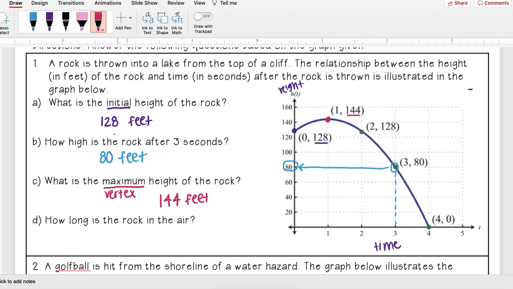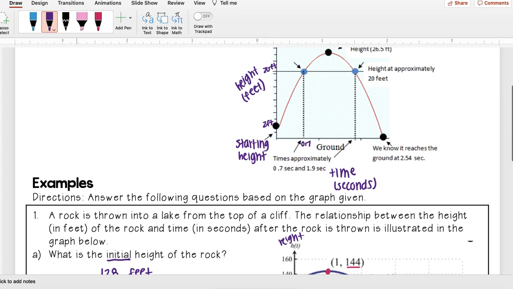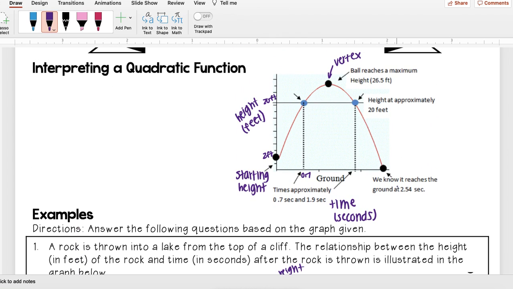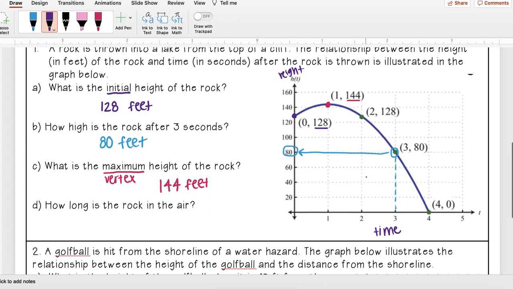Then the last question, I want to know how long the rock is in the air. So I want to know, when does it end up reaching the ground? And so remember back to that first video, that's going to be your second x-intercept here at the very end of your graph. And so I see that is right here, which is at 4 seconds.